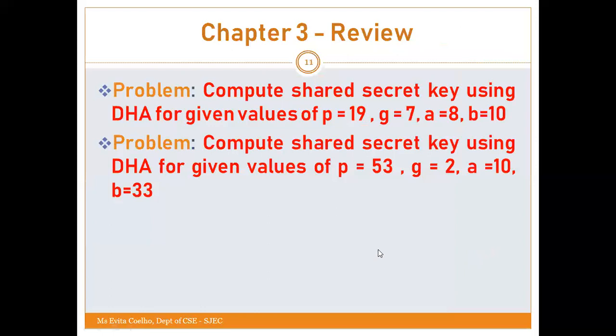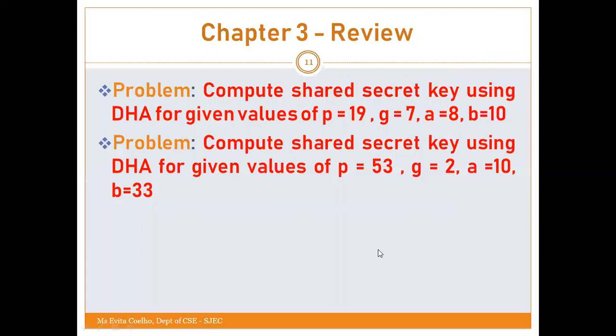So before we close this chapter, I would want you to compute the shared secrets using the values of P, G, and the private key of Alice. I'm sorry, not the shared secret. The private key of Alice is 8, and the private key of Bob is 10. And in the second problem, the private key of Alice is 10, and the private key of Bob is 13.